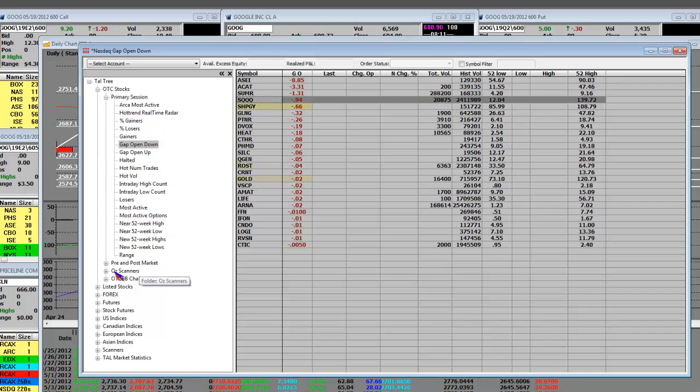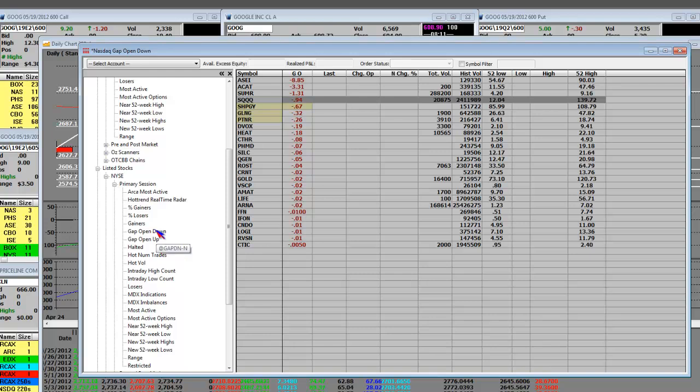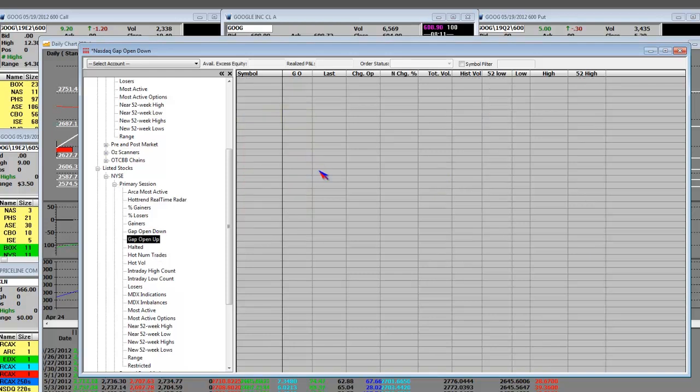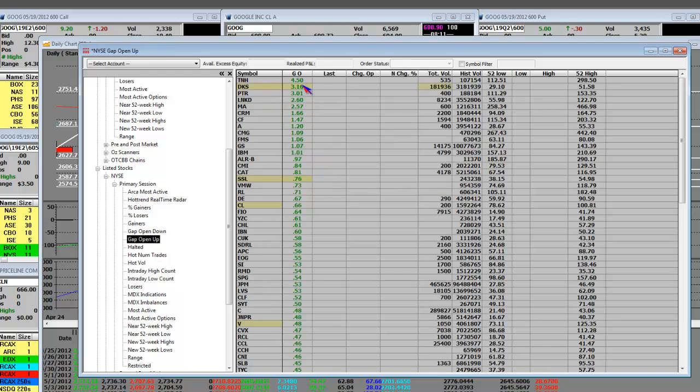Just to give you a snapshot of your listed stocks, your NYSE, you would want to take a look at their gap open up so you can see where the short squeezes are happening over here. Here's that TNH. We like that stock. You can take a look at Signup Industries. That thing has been sold down hard.